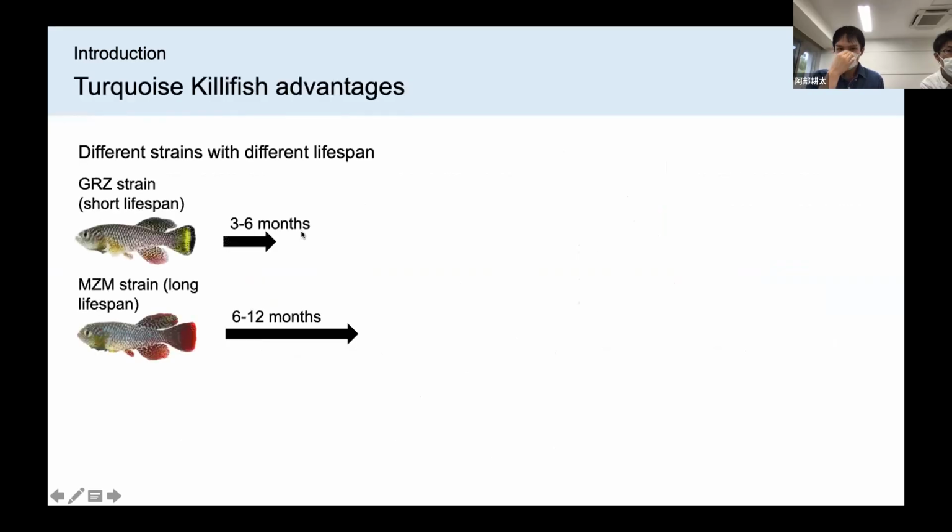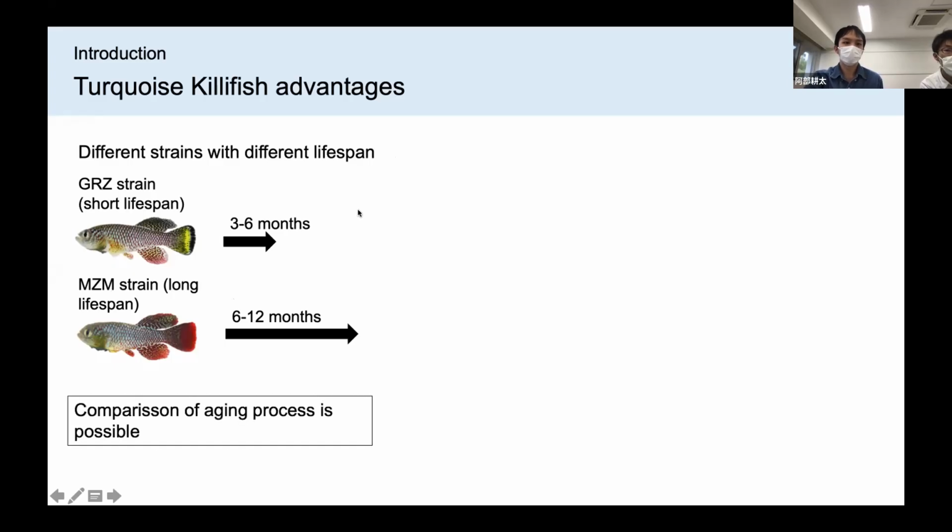So another interesting advantage of killifish is that there are actually 2 different strains of killifish. So the GRZ strain, with the short lifespan, the one that is mainly being used for aging study, and also the MZRM strain. So this one has a lifespan that is actually double the GRZ strain. So what I want to say is that by comparing these 2 strains, we can further uncover the mechanism that controls the aging process.